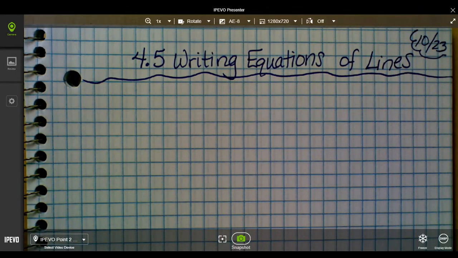Hello, everybody, and welcome to 4.5. This one's kind of a long section because it's writing equations of lines in all three forms.